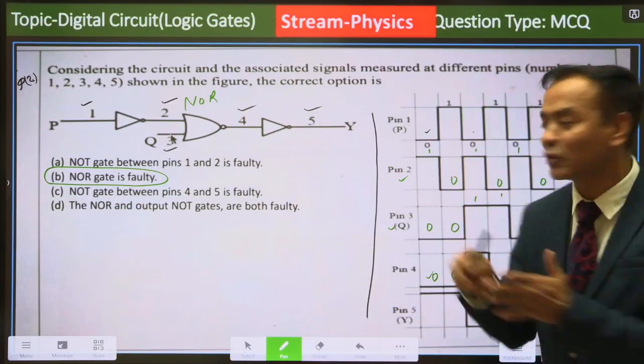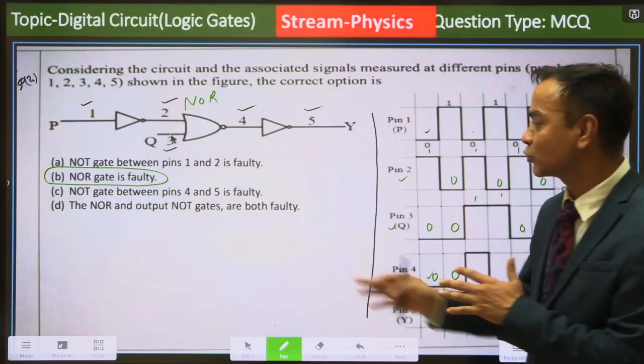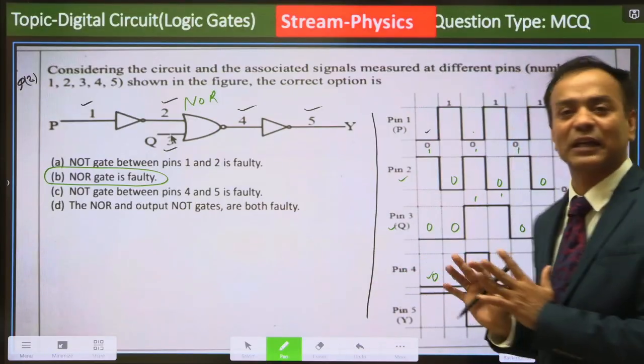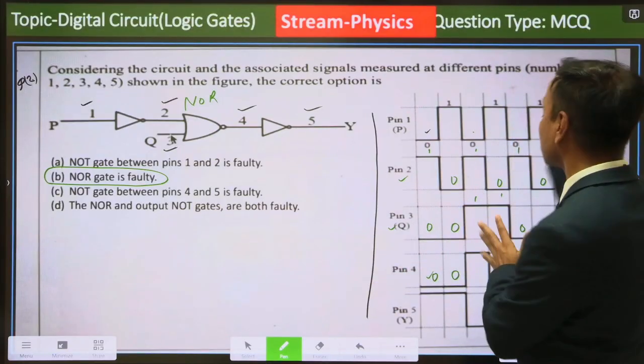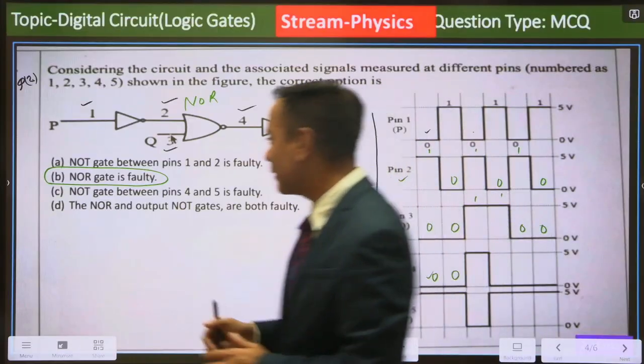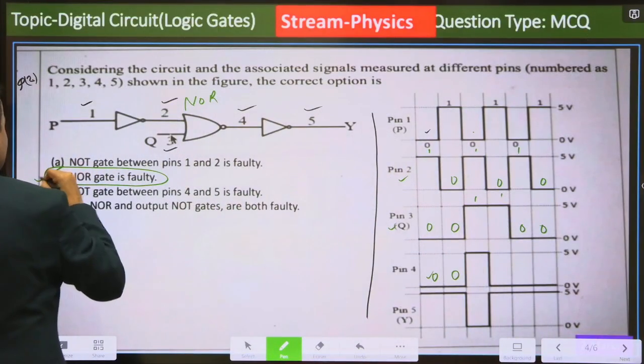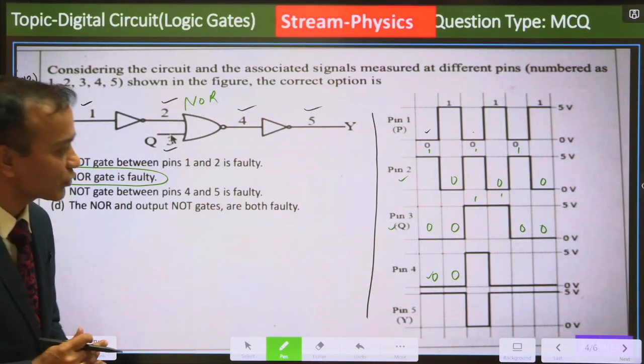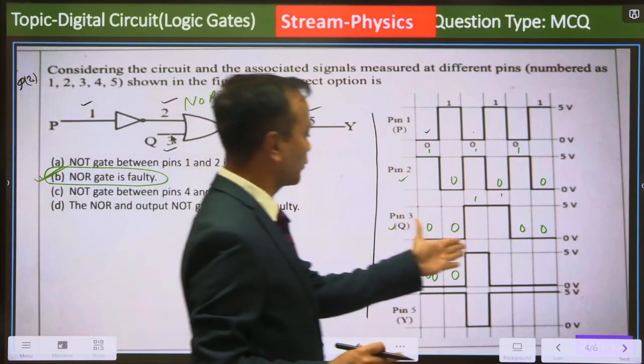But in the exam it will not be given whether it is MCQ or MSQ. So you need to go through the complete analysis. But as I got that it is MCQ, I got the answer here itself. So the NOR gate is faulty here. That way, option B is the right answer for this question. Even so, you can go for further analysis.